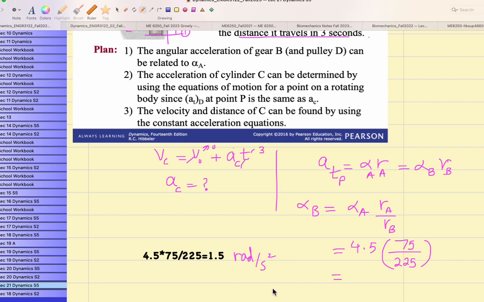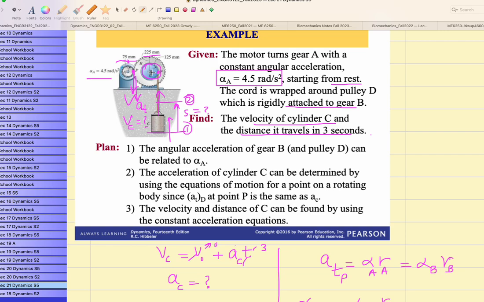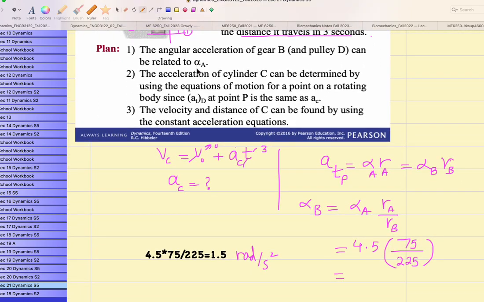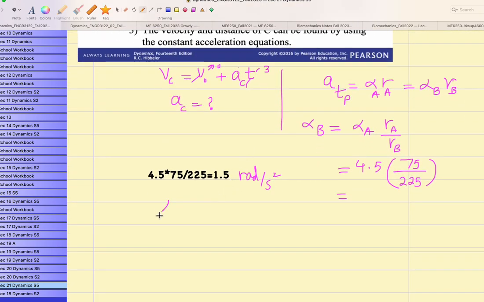Once you know that, gear B has a pulley which is wrapping the cord up. When the gear moves, the pulley also moves with the same acceleration. The angular acceleration of gear B is the same as the angular acceleration of the pulley: alpha_B equals alpha_D. How do you relate angular acceleration with linear acceleration? We know they are related with this formula.